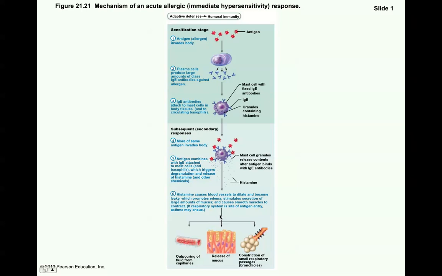and it can cause smooth muscle to contract. If the respiratory system is the site of the antigen entry, this is now called asthma, where the increase in mucus and the bronchial constriction can limit the amount of air passage, and the person can asphyxiate and die. That's called status asthmaticus.